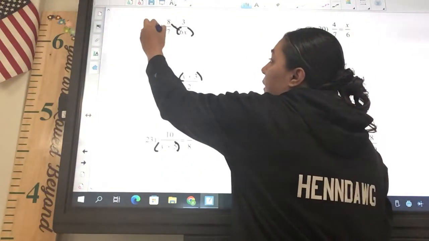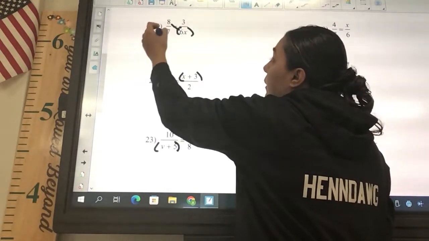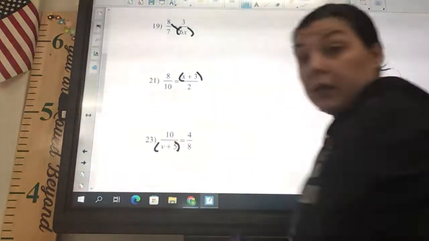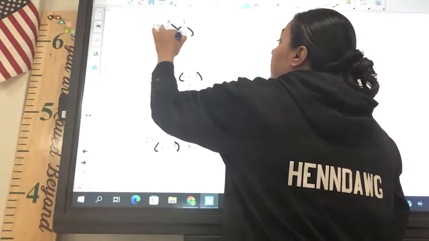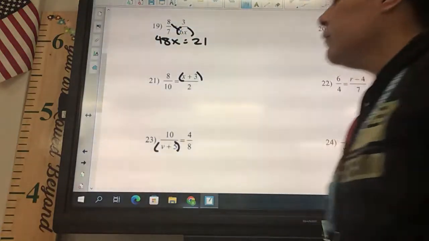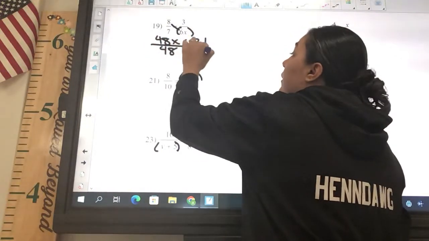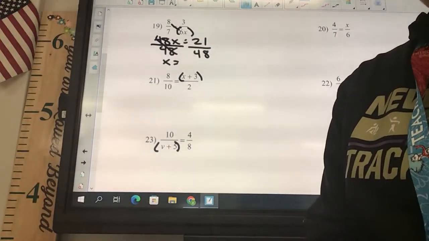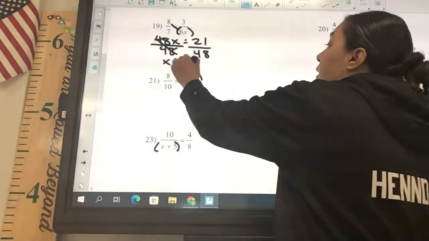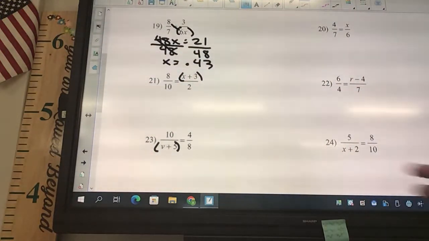So 8 times 6x, and this one's not as bad, but you're going to multiply the big numbers. So, oh my gosh, I cannot think. 48? Yeah. You get 48x equals 21. Okay, and then we're going to divide by 48. And so 21 divided by 48 is going to be 0.43. On the back page, I want you to do the first 2 decimal places if there is one.